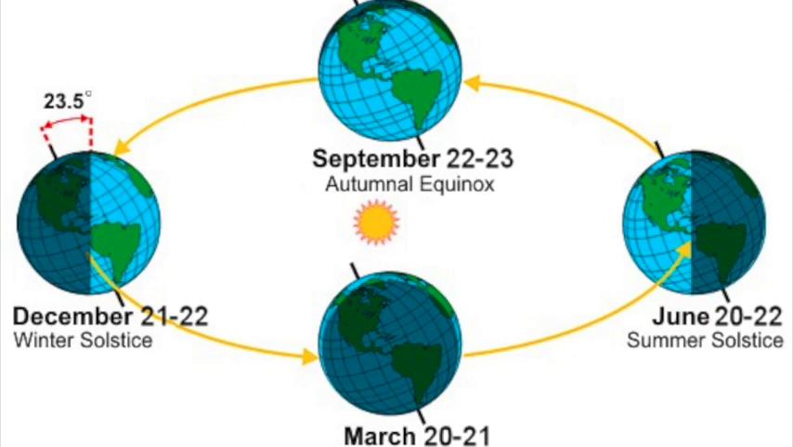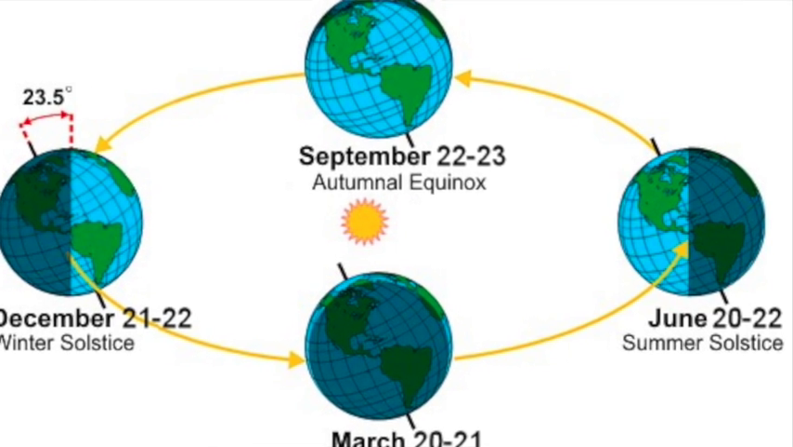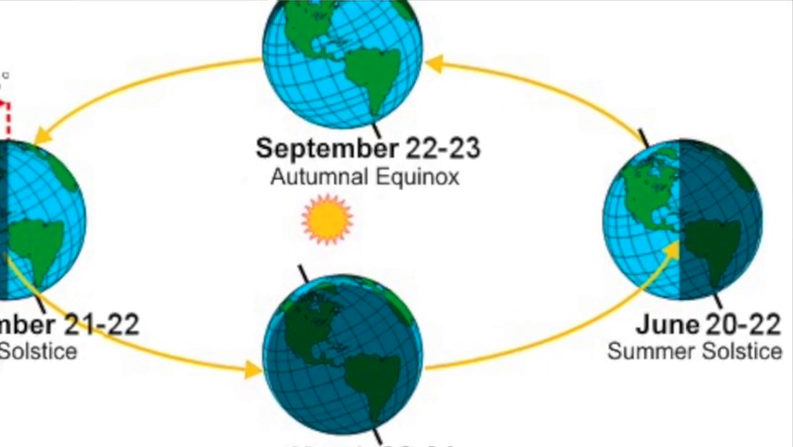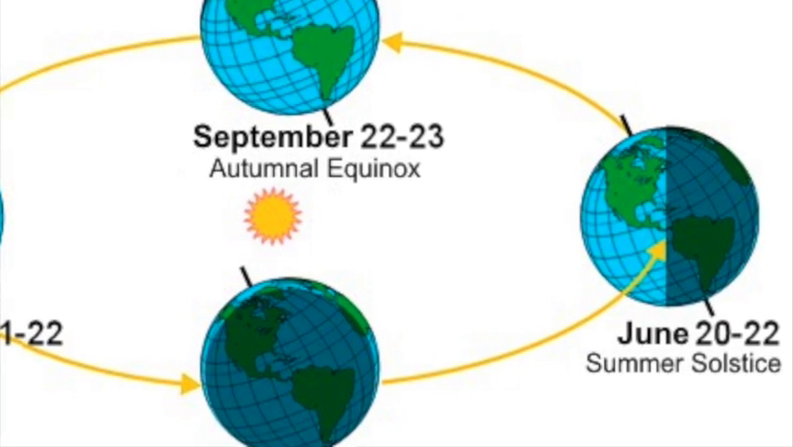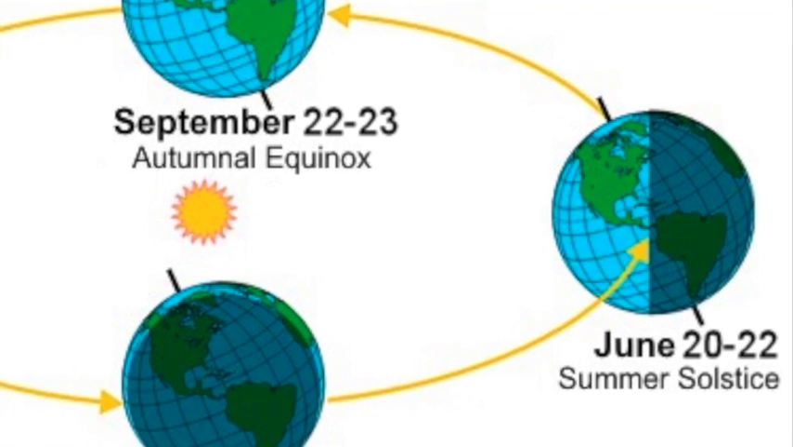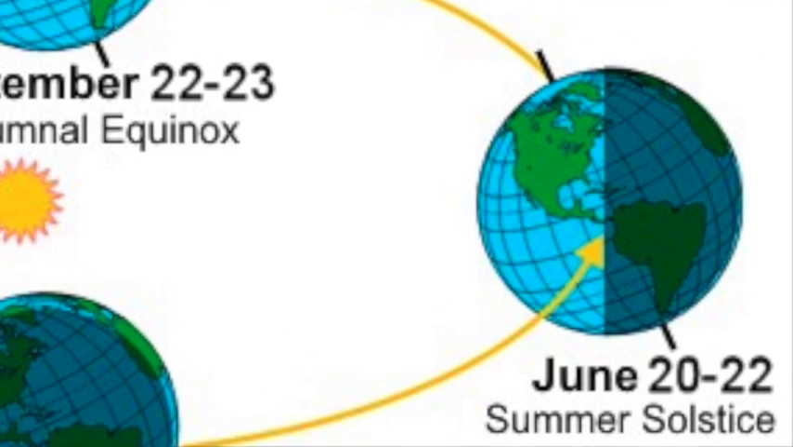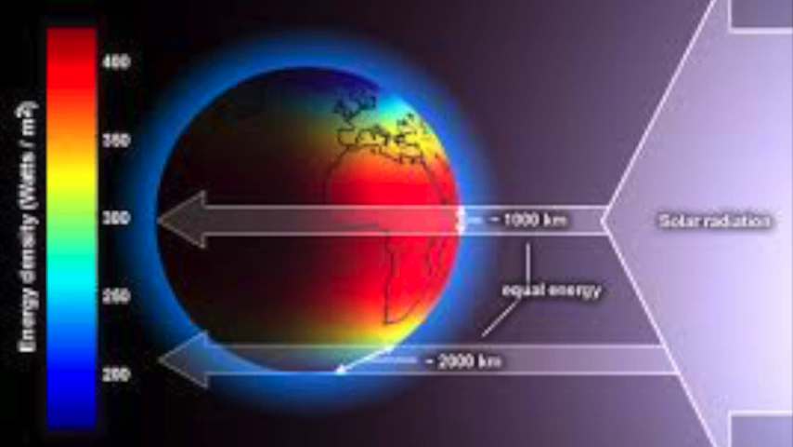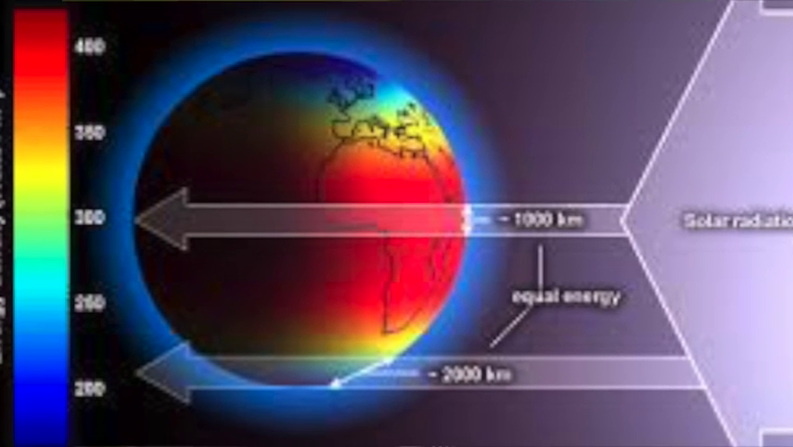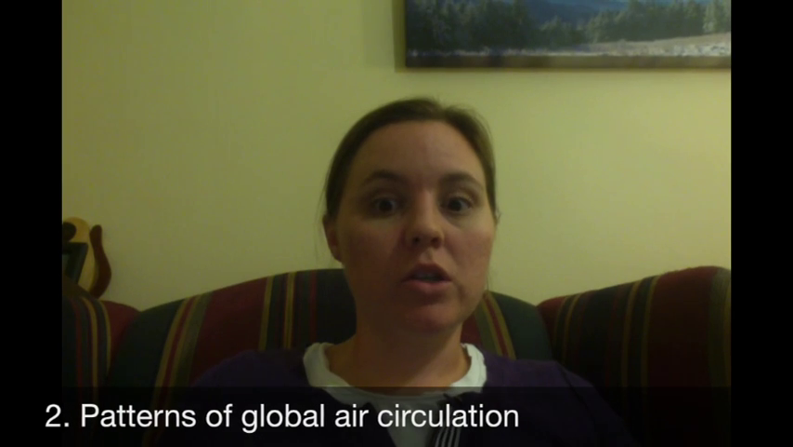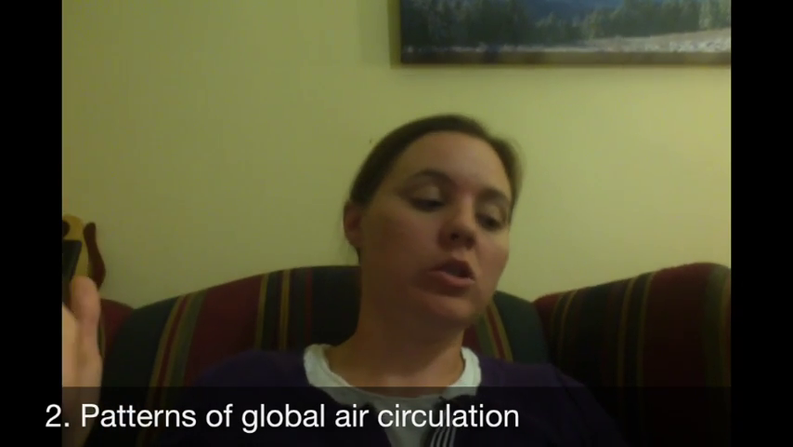And then in the summertime in the northern hemisphere and wintertime in the southern hemisphere, the axis of the Earth is pointed towards the sun. So that means more direct sunlight is coming to the northern hemisphere and less direct sunlight is hitting the southern hemisphere. That uneven heating of Earth's surface creates patterns of global air circulation, which there will be a whole video devoted to. So just wait for that. And then also ocean currents can help determine climate.